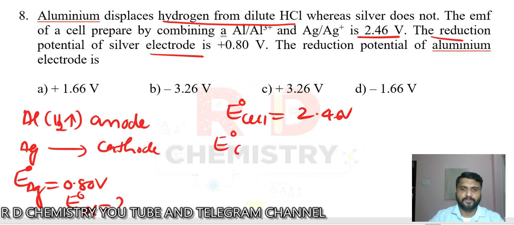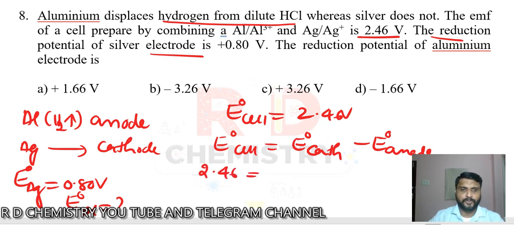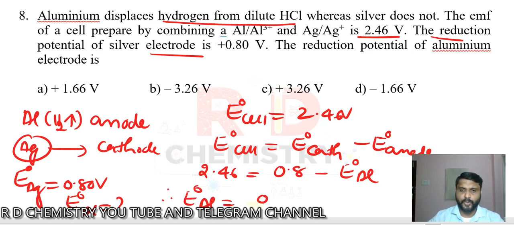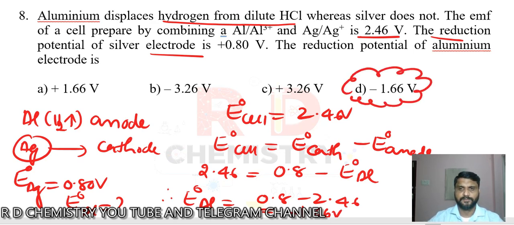So we have E0 cell is equal to E0 of the cathode minus E0 of the anode. Correct? So 2.46 is equal to the cathode, which is silver. The silver value is given, 0.8, minus the anode, E0 of the aluminum, which we have to find out. Therefore, E0 of the aluminum is equal to 0.8 minus 2.46, which is equal to minus 1.66 volt. Okay. Therefore, the answer is option number D. Clear?